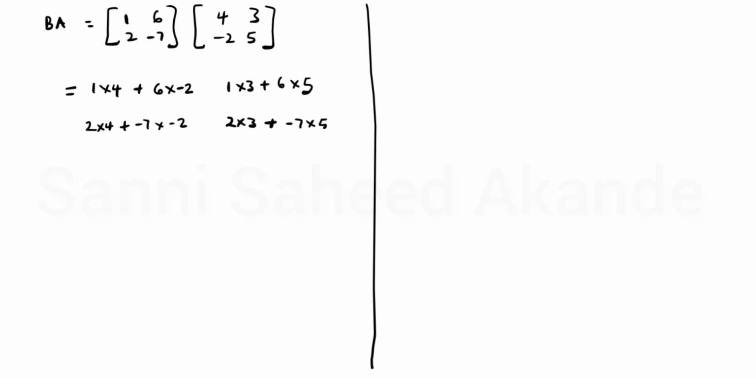So now let's quickly multiply this together before we add. 1 times 4 is 4 plus 6 times minus 2.